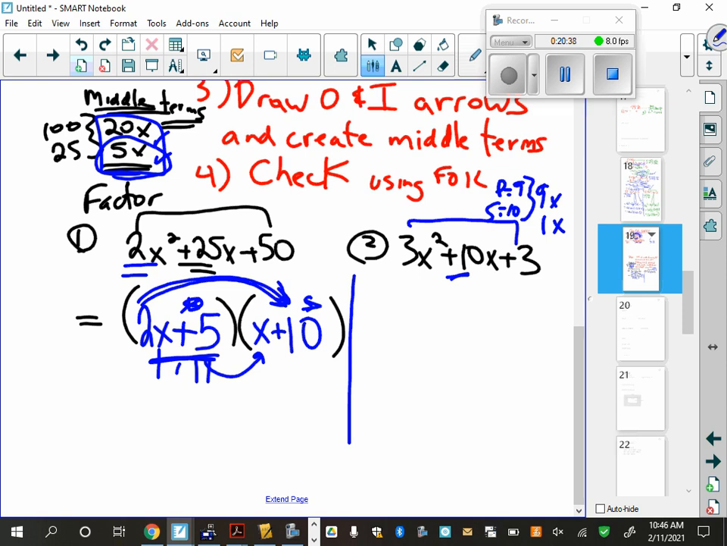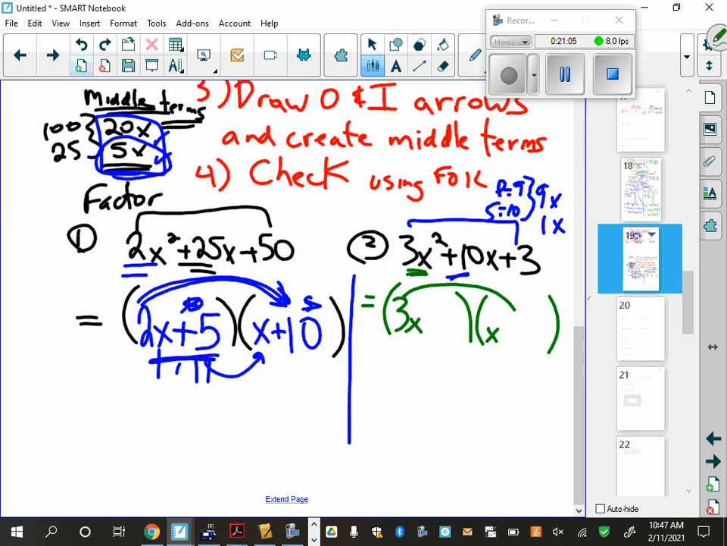Same first step is decomposition. Second step is to create your first term. So how do I get a 3x squared? There's only one way: 3x times x. Agreed? Thumbs up, good job.